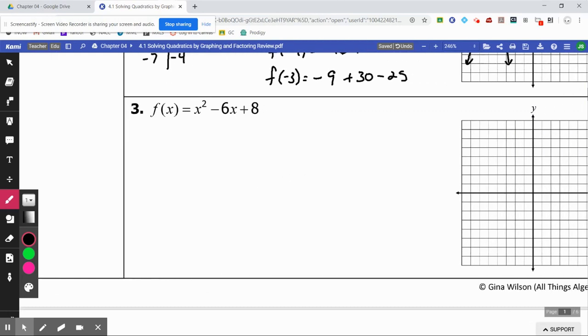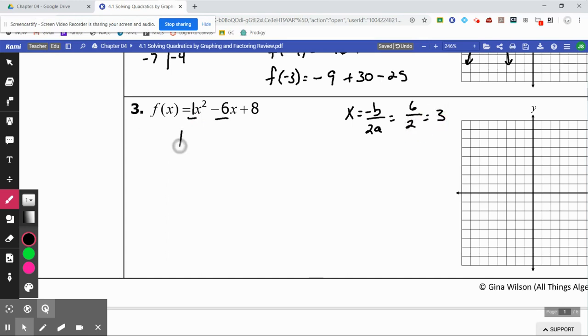Okay, the next one. Start off with negative b over 2a to find your axis of symmetry. That would be -(-6), which would be 6 over 2 times 1, which is 3. That gives you an x value of 3. Let's do a t-table. X, Y, put your 3 in the middle. We'll pick maybe just a couple for each side, 4 and 5 for the other side.